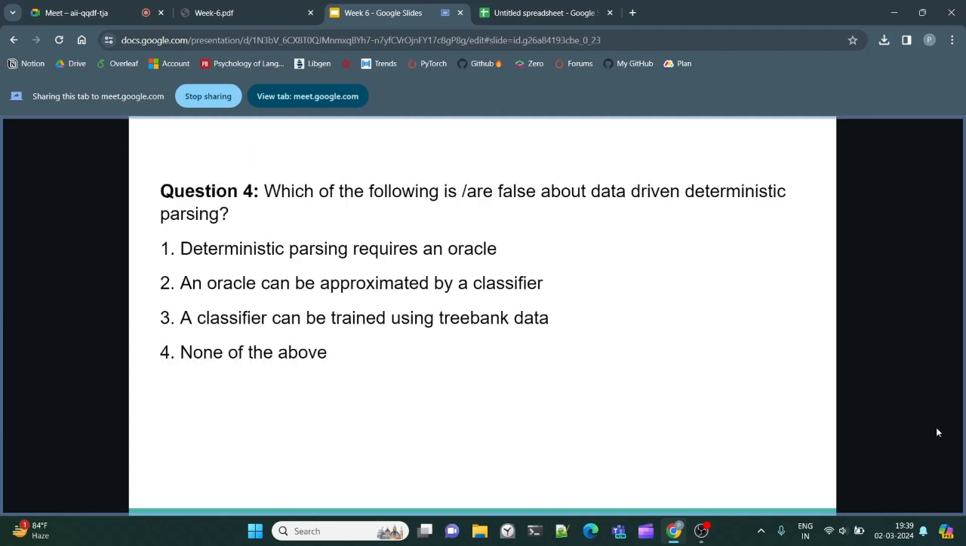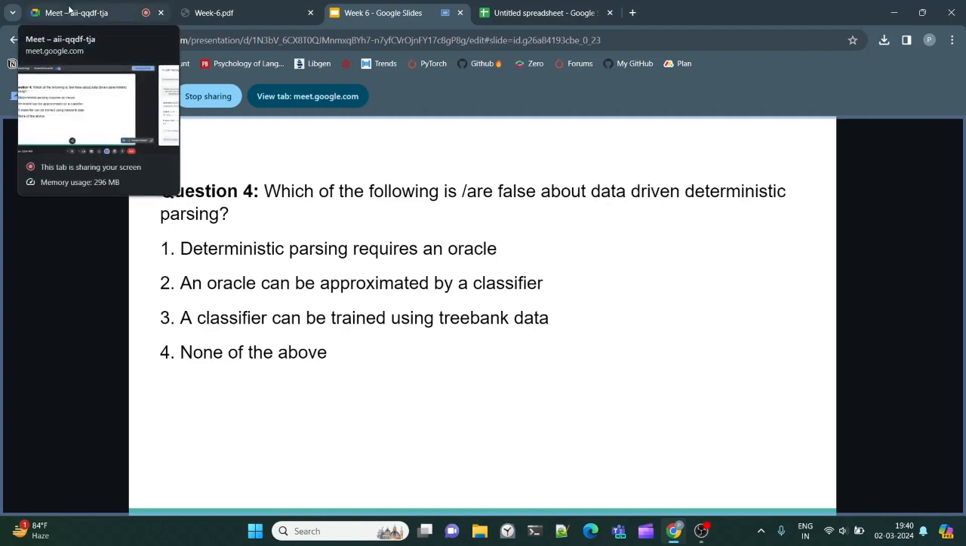So this question is about data-driven deterministic parsing. Here we have to mention, among the four options that are given, which of them are false. So again, this is a direct question taken from the slides. So I expect everyone to just give it a try once and please post your answers in the chat. We'll wait for 1 minute and then we'll go ahead and discuss.